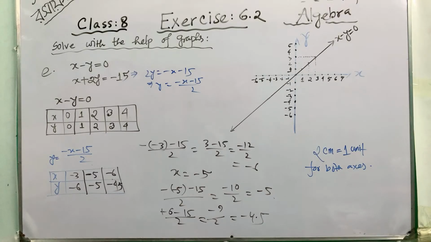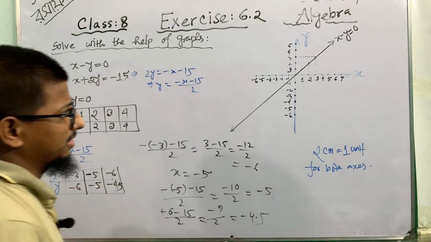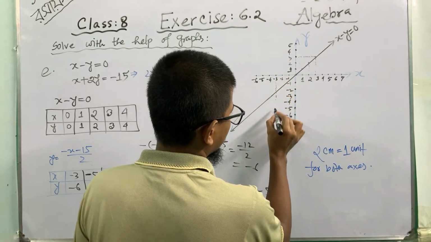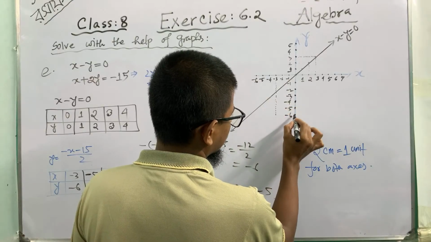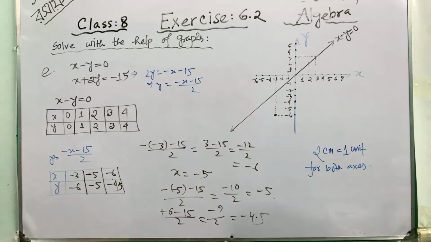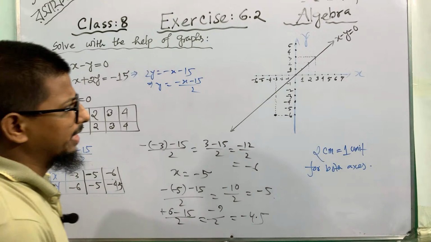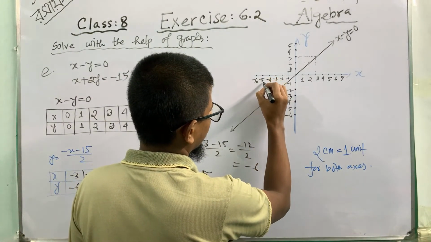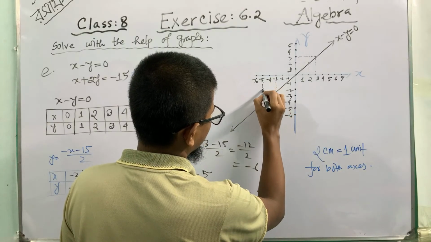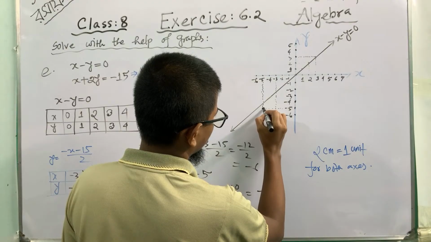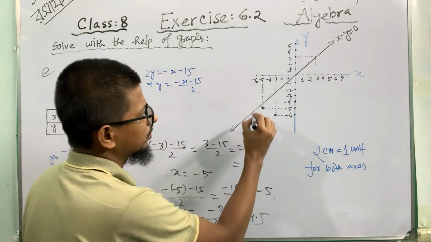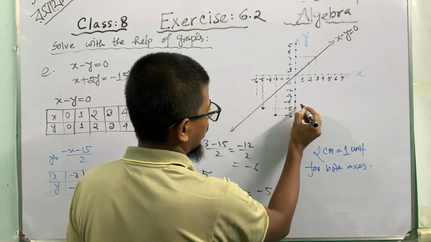So for x equal to minus 3, you get y equal to minus 6. For x equal to minus 3, you take a scale and draw these cute dotted lines. So this is minus 6. This is 1 point. For x equal to minus 5, you have y equal to minus 5. So I have these 2 points, and then for x equal to minus 6, I have y equal to minus 4.5.